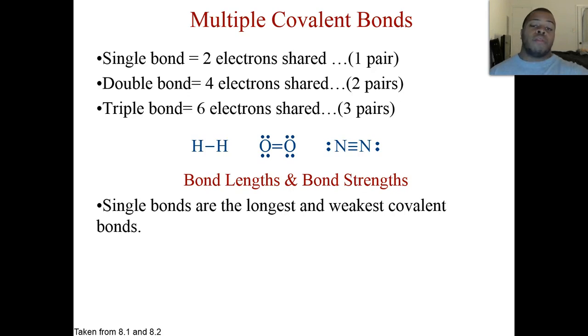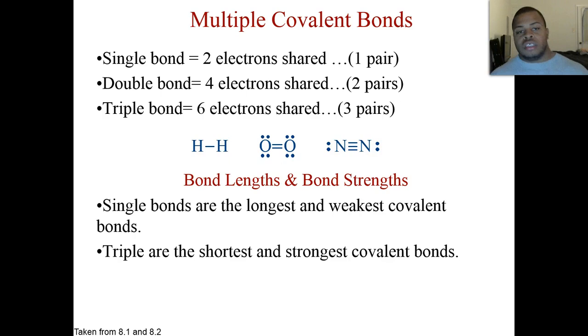But we're moving along just a little bit, now into the bond lengths and bond strengths. Single bonds are going to be the longest and the weakest of the bonds, meaning it doesn't take as much energy to break those types of bonds. But the more that we add, double bonds are going to get a little bit stronger and a little bit shorter. Triple bonds, very, very close together and going to be very, very strong, or you have to put a lot of energy in to break those types of bonds.